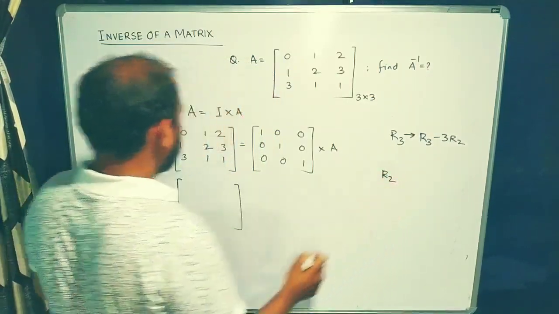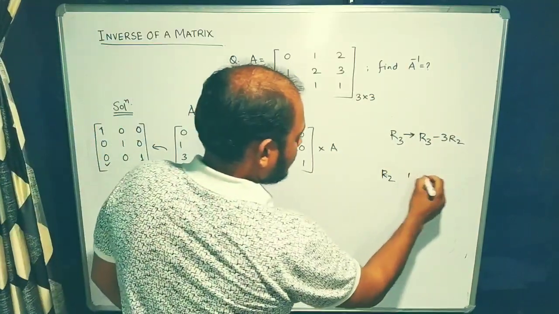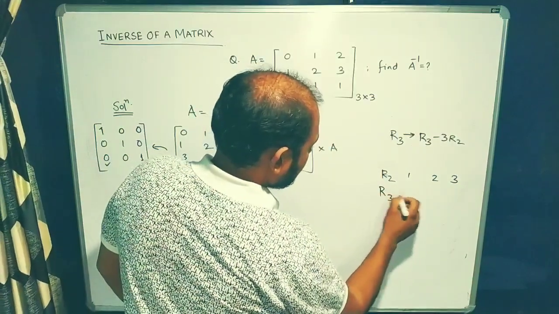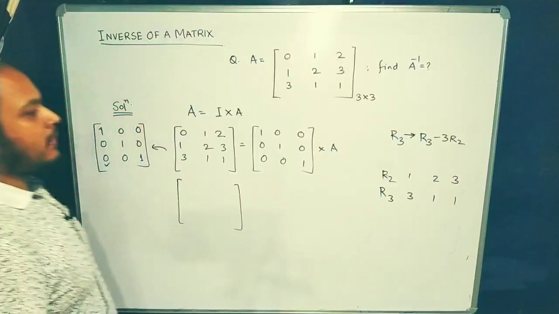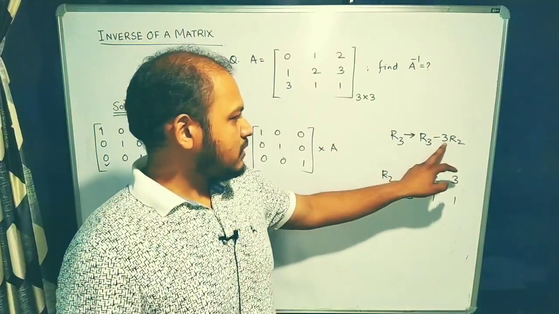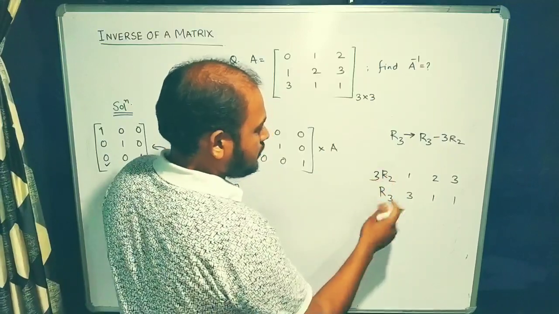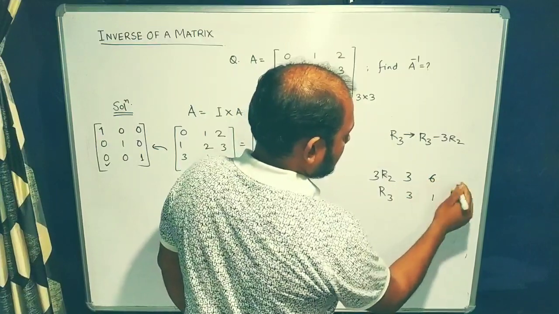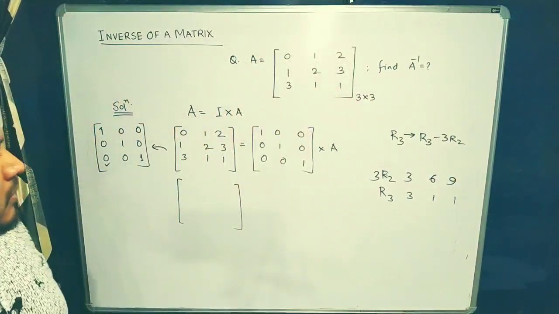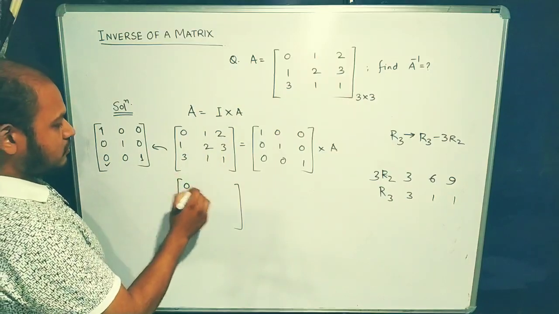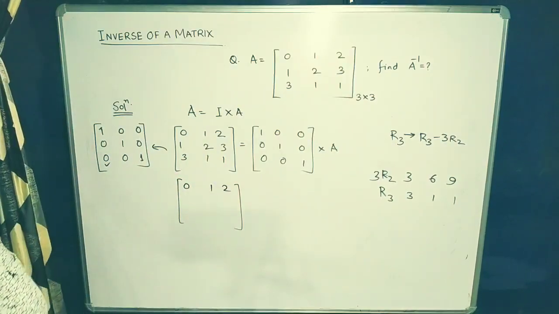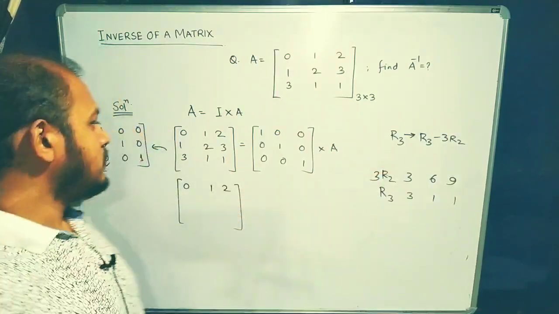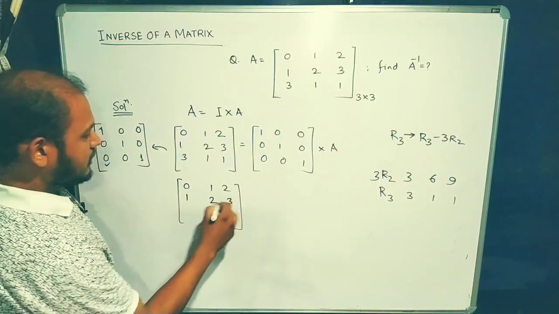So let us write the second row. Second row is 1 2 3, and the third row is 3 1 1. Right. Now 3 times R2 will be 1 into 3 is equal to 3, 3 2s are 6, 3 3s are 9. Right. Now the first row is not getting changed, so place the first row as it is. The second row is also not getting changed, because we are using only the third row transformation, so the second row remains the same.